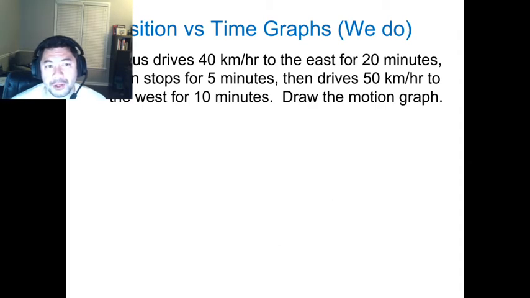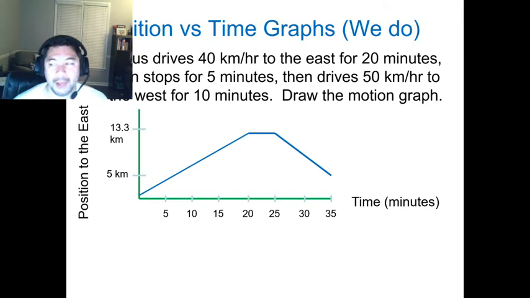The first thing we're going to do is look at that first period of time. 40 kilometers an hour for 20 minutes means there should be an upward sloping graph for the first 20 minutes. And we can see that here. An upward sloping graph. Then it's at rest for 5 minutes. It stops for 5 minutes. Then it drives back to the west, meaning it must have a negative slope, and we can see the negative slope on the right-hand side.